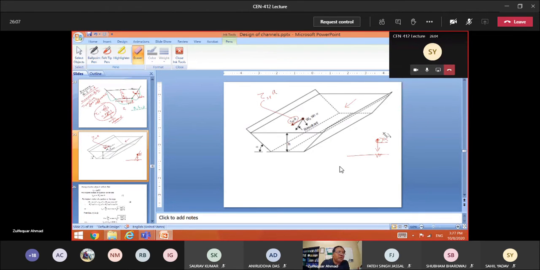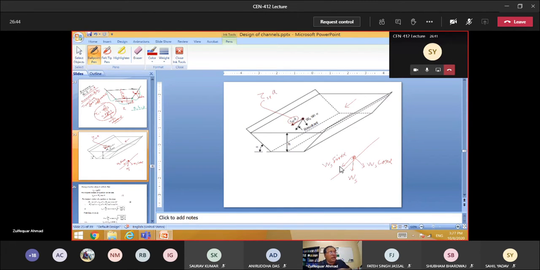Let me redraw this for more clarity. You have the side slope here and the sediment particle here. This one is WS, and this one is WS cos alpha, and this one is WS sine alpha. Alpha is used here, not theta, because theta is used for the other purpose. So this is subjected to a downward force, W sine alpha.